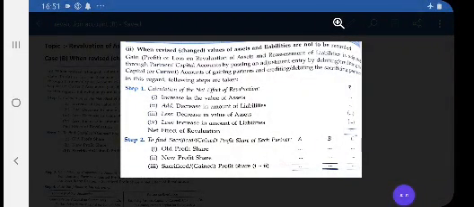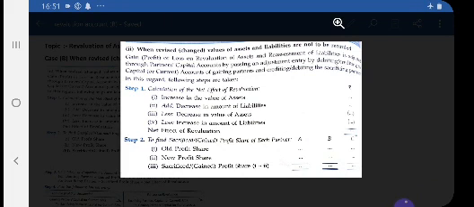Good morning, student. In this video, I will discuss case B relating to the topic revaluation of assets and reassessment of liabilities. In the last video, I have discussed when revised value of assets and liabilities are to be shown in the books of account.